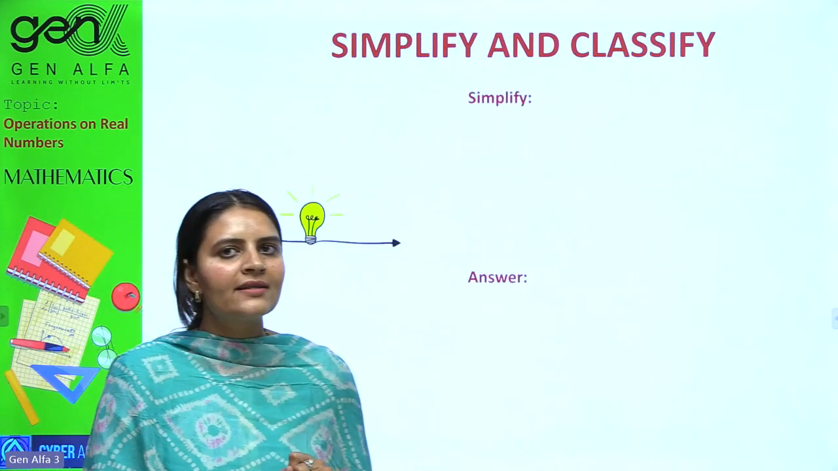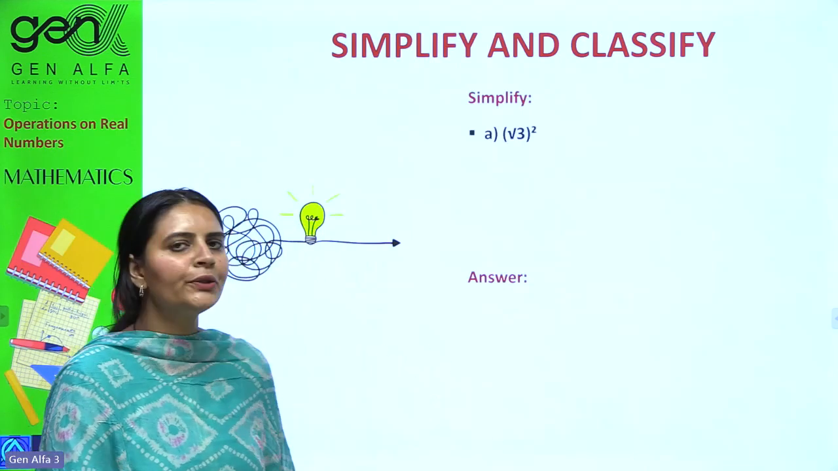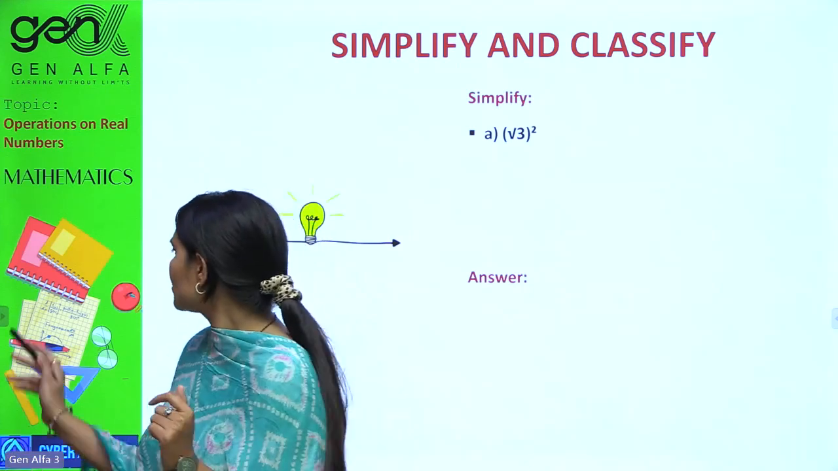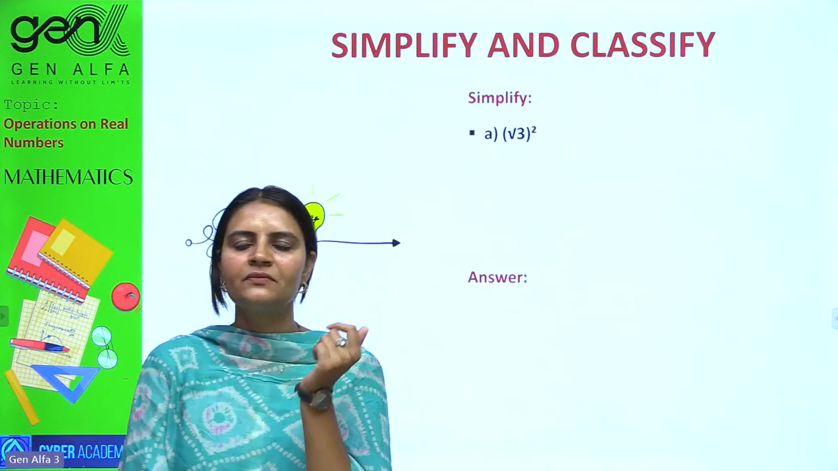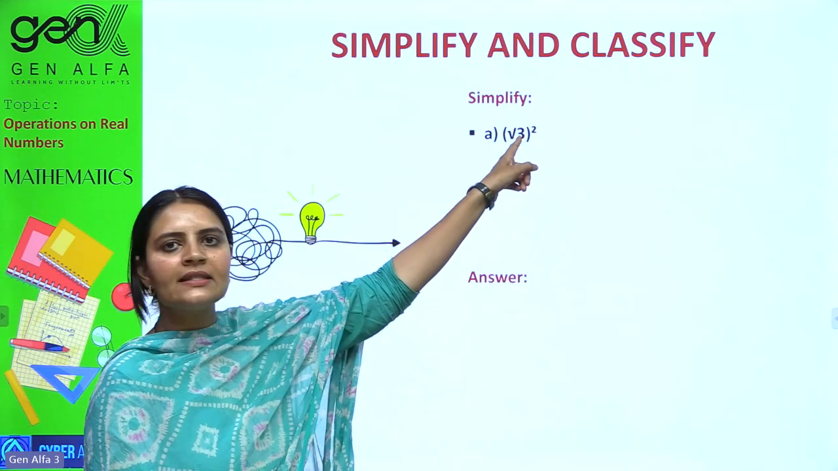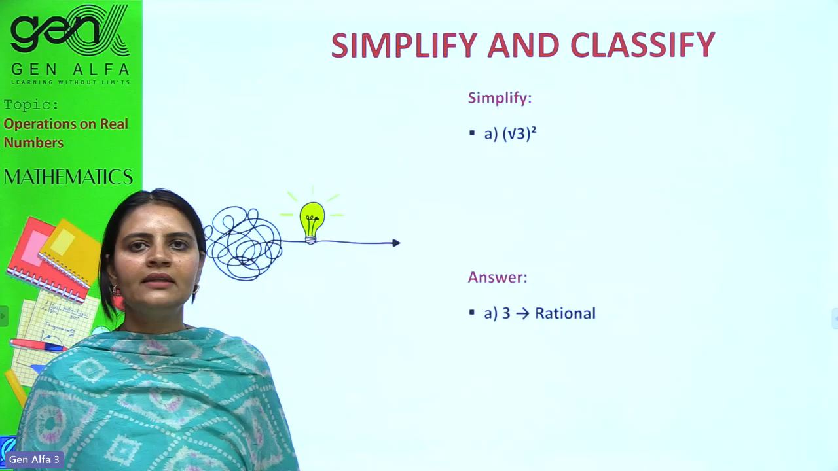Now simplify and classify. Just do it like that. Under root 3 square is what? Whenever square and square root are considered, they cancel each other. The square got cancelled with this under root, so your answer would be 3. That is rational.